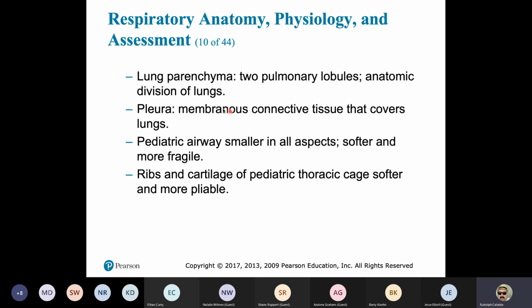Pleura, you kind of brought up pleurisy earlier, connective tissue that covers the lungs. Everything that we talk about organ-wise has connective tissues or a protective lining. We talked a little bit about pediatrics, airways being smaller, more fragile. The thoracic cage is softer, more pliable. Now, what does our thoracic cage have to do with ventilation or respirations?